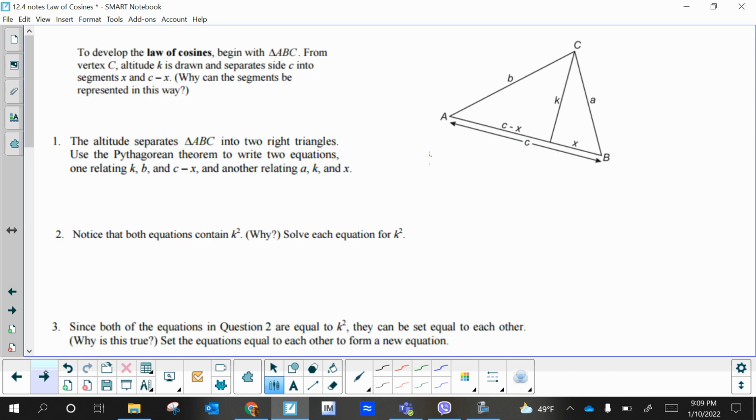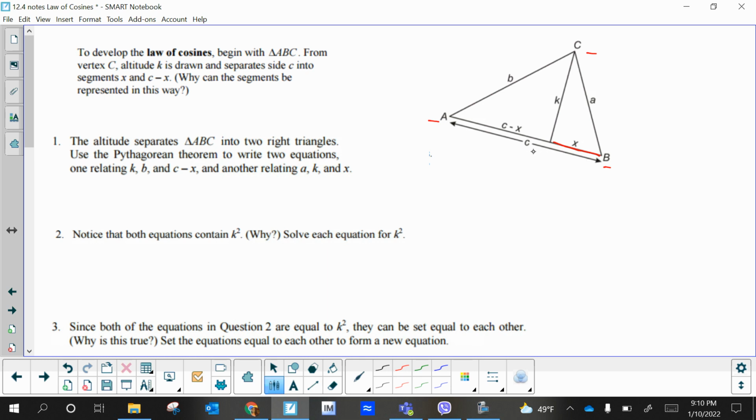So here we go. To develop the law of cosines, we're going to begin with triangle ABC that you see to the right. What they did is they developed an altitude coming from angle C, which they named K. And the other two pieces of information they called X, like this side here is X, which means this other side over here is going to be C minus X because the whole thing is C. So we're going to walk through the steps on developing this law of cosines, and this formula is going to be on your formula chart, so you do not have to memorize it.